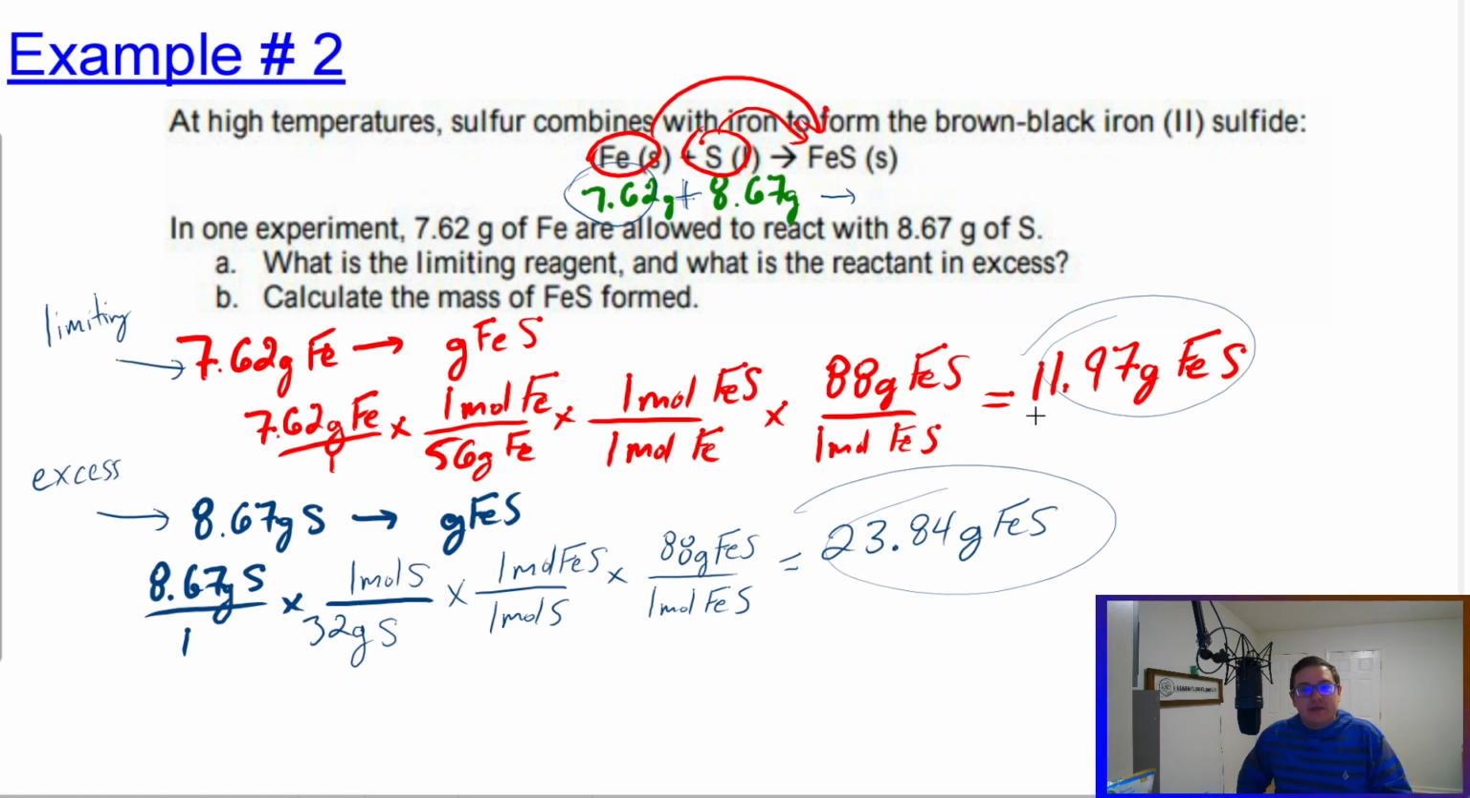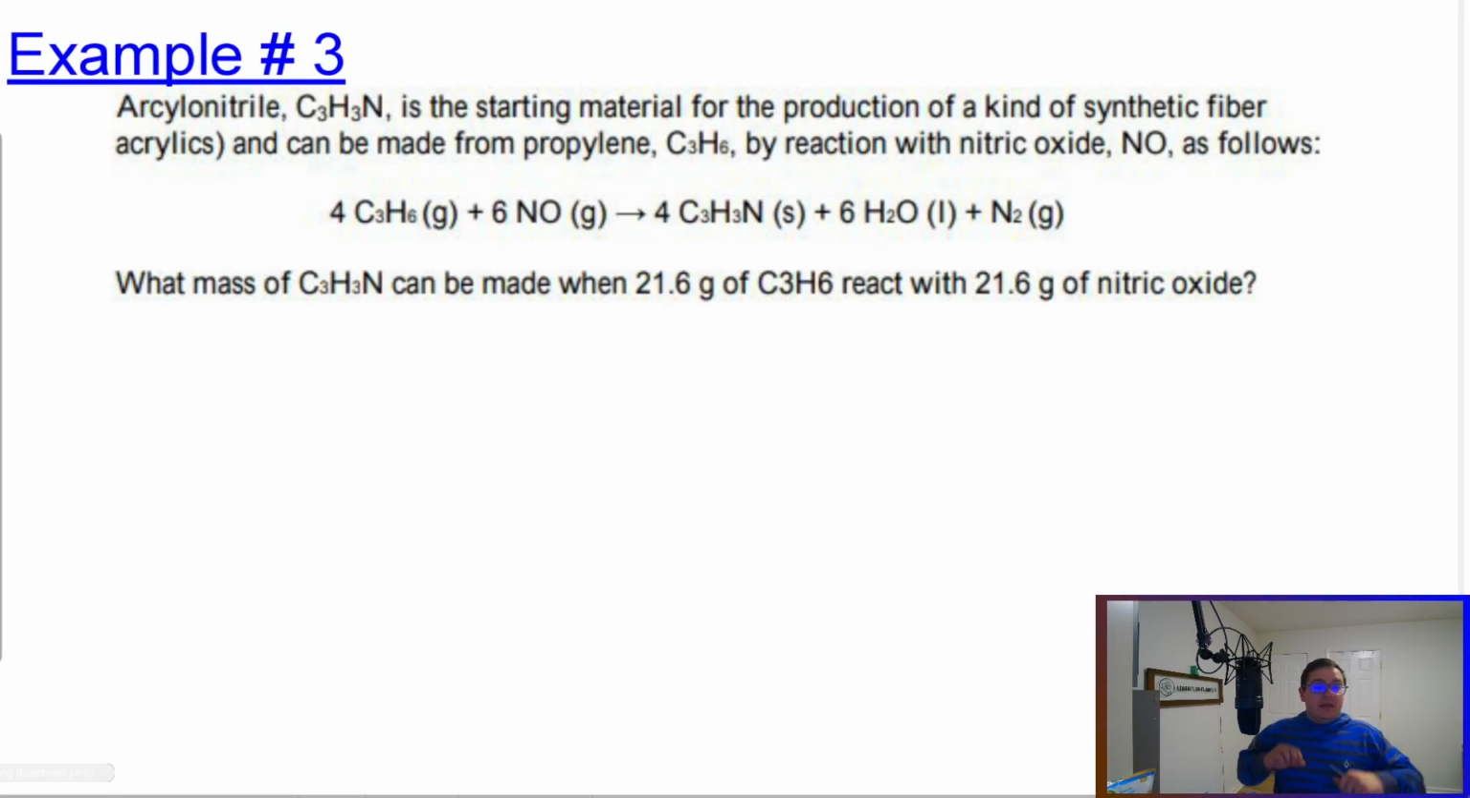By doing this method, we also predict what's the amount of mass formed. That's 11.97. So by doing these two things, we actually knocked out the whole problem in one go. That's it. All we're doing is doing gram to gram stoichiometry and comparing those numbers. That's all we're doing. So this problem looks ugly.